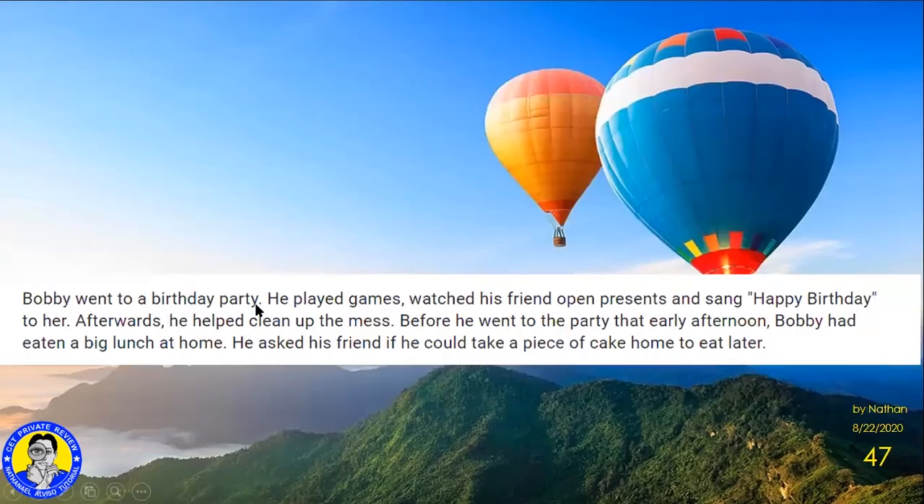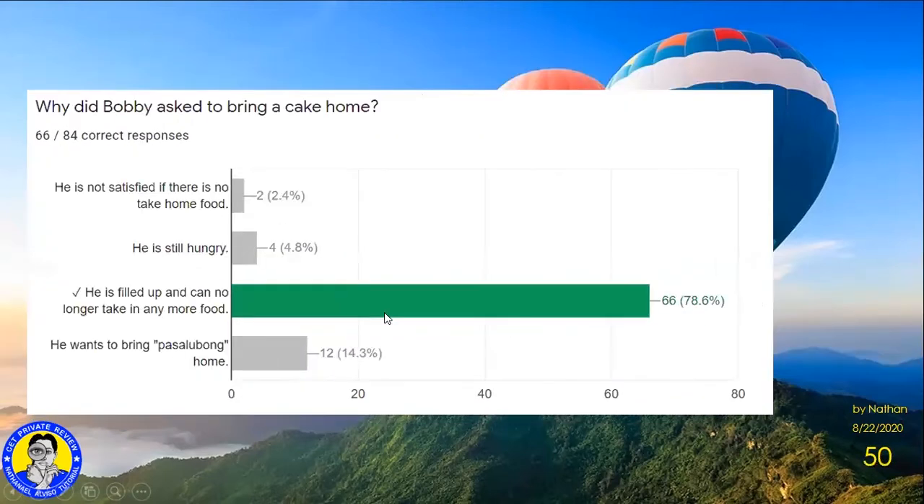Bobby went to a birthday party. He played games. Therefore, it's a young boy or girl, because if it's old people celebrating, it's not playing games anymore. Probably dancing, something that old people do during birthdays. Watched his friend open presents and sang happy birthday to her. There you go. That's your clue. Her, that means she is a young girl. Okay. Now, the next question is, why did Bobby ask to bring a cake home?